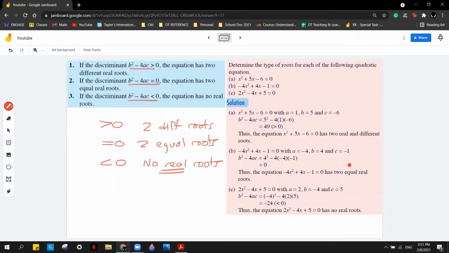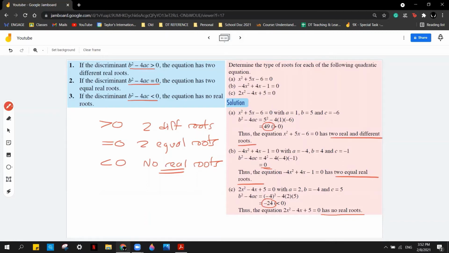When you substitute, you get a value. If, let's say, it's more than 0, very simple, it's two real and different roots. Now, if it equals 0, you know immediately it is two equal roots. And finally, if it's a negative value, there are no real roots. That means the roots do not exist.